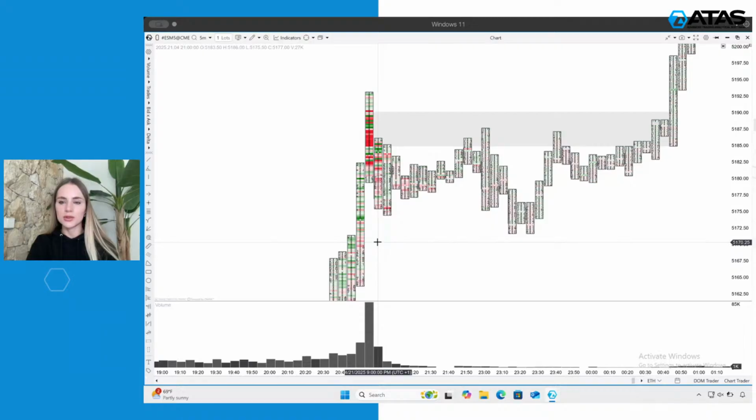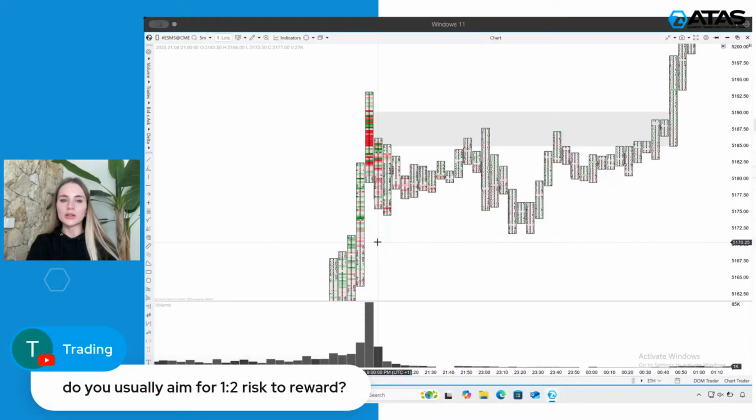Do you usually aim for 1 to 2 risk to reward? Now that's a difficult question, because my risk to reward is not determined at the moment when I enter the trade. Now I add up to my positions, and I add to my positions based on the strategies that were discussed in the second webinar. So I might enter the trade where it's 1 to 2 risk to reward, and I'm going to end up with 1 to 5 or 1 to 6 risk to reward in the end, because I'm going to be adding up in these kinds of situations.